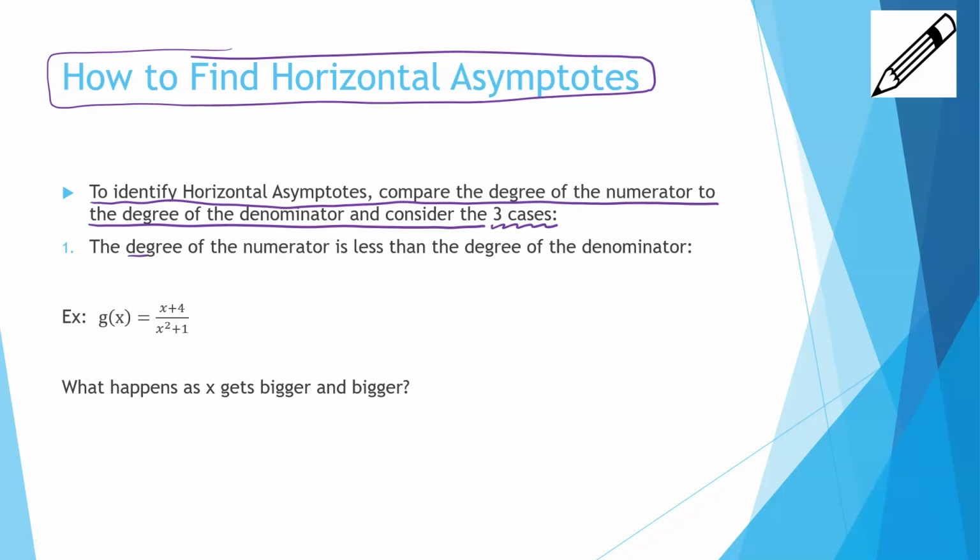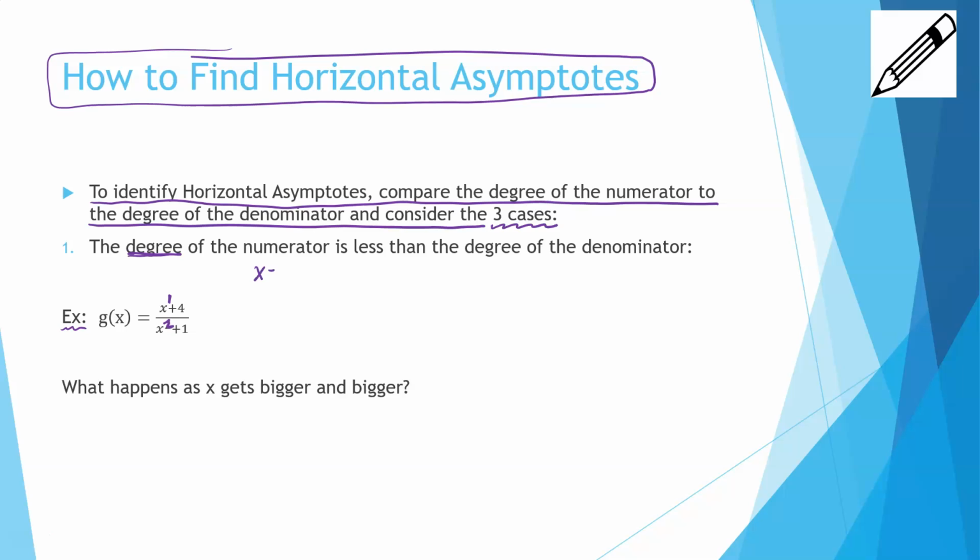Now we must remember that the degree is the highest exponent. So when I look at this example, and this is where you don't necessarily have to write this down, the top is just x plus 4, which means x is my highest term. It has an exponent of 1, and the bottom has an x squared. So if I'm comparing the degree of the numerator to the degree of the denominator, I'm comparing a 1 to a 2, and the numerator is less than the denominator.